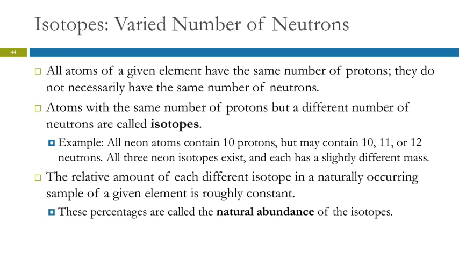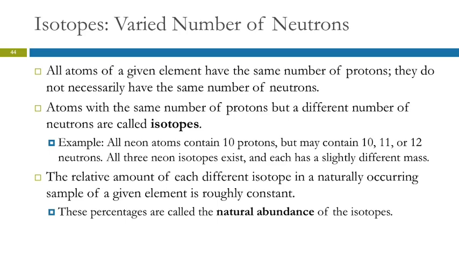So all atoms of a given element have the same number of protons. They do not necessarily have the same number of neutrons. Okay? So if you have atoms that have the same number of protons but different numbers of neutrons, they are the same element, but they're not exactly the same as each other. And so we call those isotopes. Iso is a prefix that means the same. I'm not sure what tope means, honestly. But iso means the same.